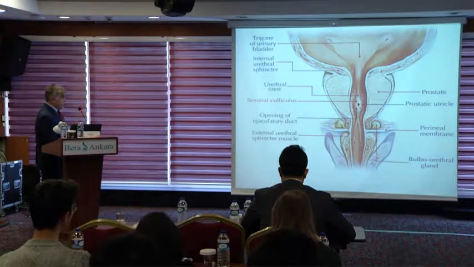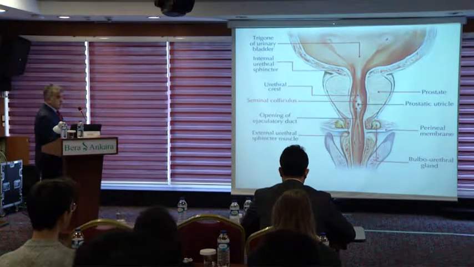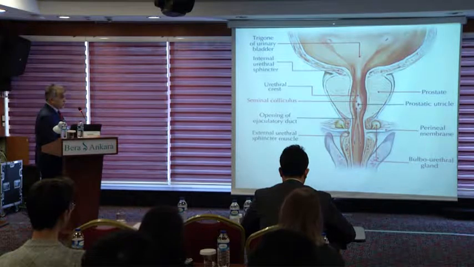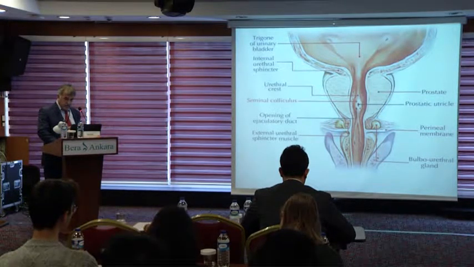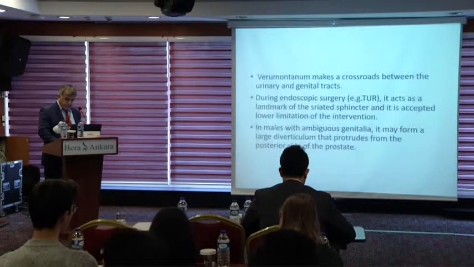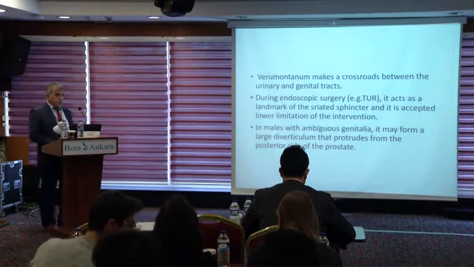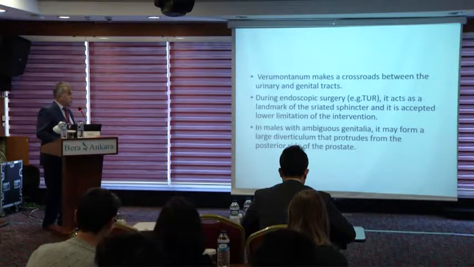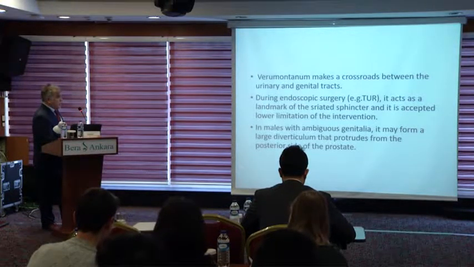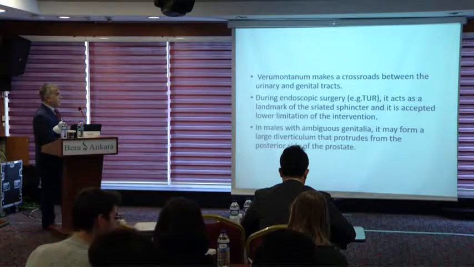This is blind-ended. Sometimes it's bigger in patients with ambiguous genitalia, but in a normal patient, it's not very big and important. The verumontanum makes a crossroad between the urinary and genital tracts. During endoscopic surgery, for example transurethral resection, it acts as a landmark of the striated sphincter and it is accepted as the lower limitation of the intervention.